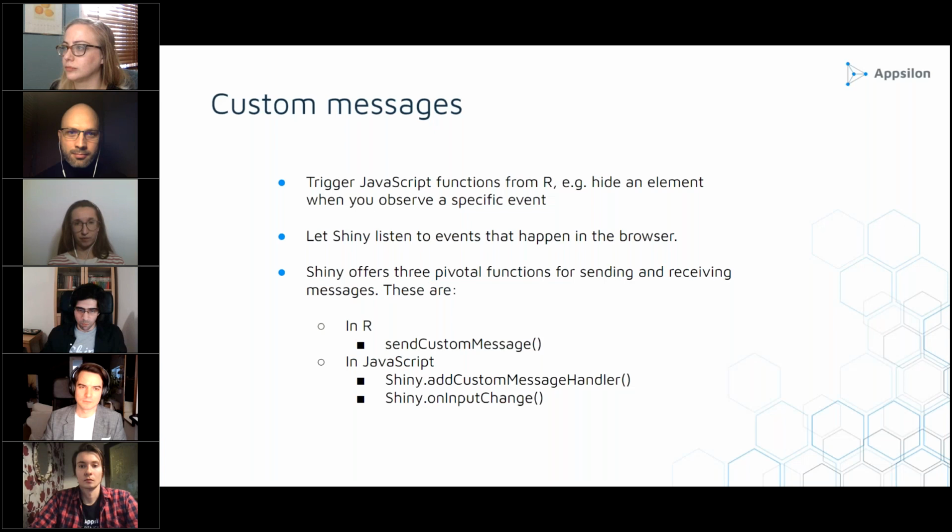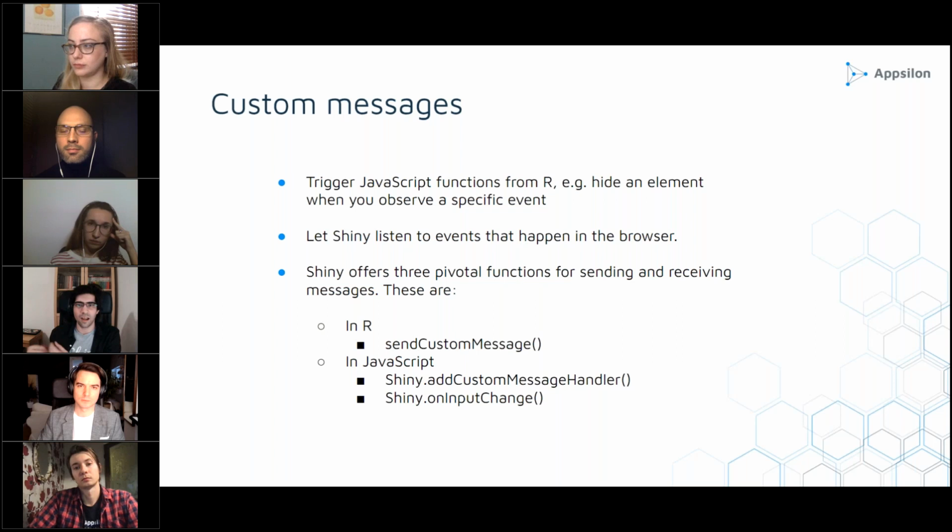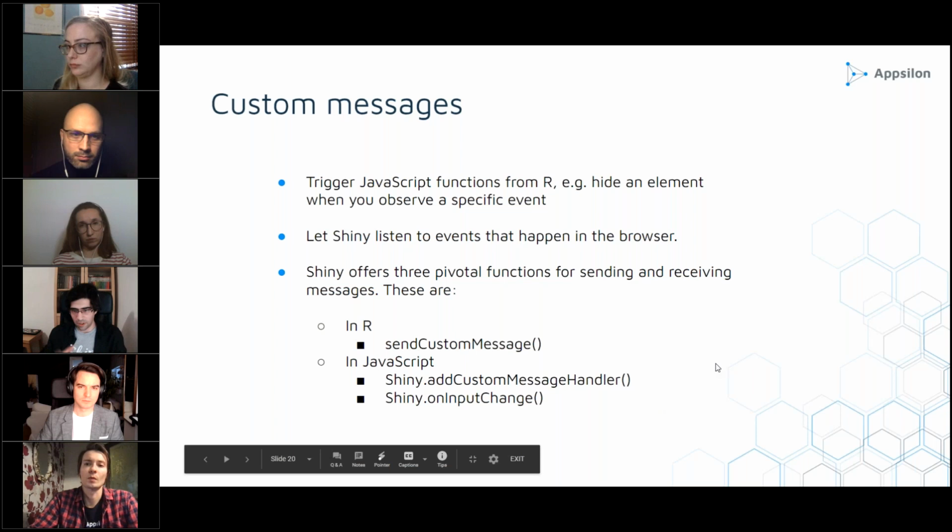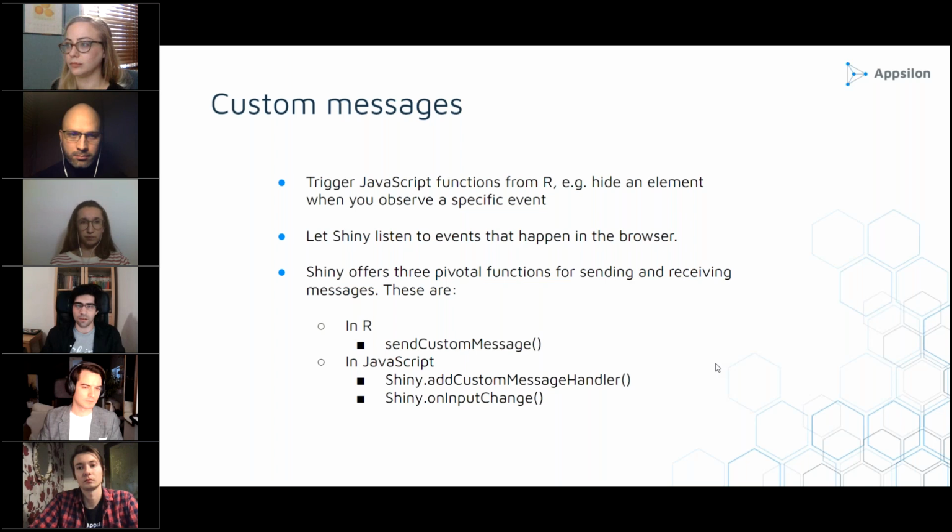So what are custom messages? When I mentioned the update functions are basically a one-way call to the browser, where internally there's some code being run, something that you don't really know, but you know that it's going to trigger something in the browser and update it. What's actually happening down there is similar to how custom messages work. You can trigger JavaScript functions from R directly, or you can trigger updates in Shiny from the browser. There's three functions that give you the whole behavior of custom messages. In R, this is the sendCustomMessage function. In JavaScript, this is the addCustomMessageHandler and the setInputValue functions.